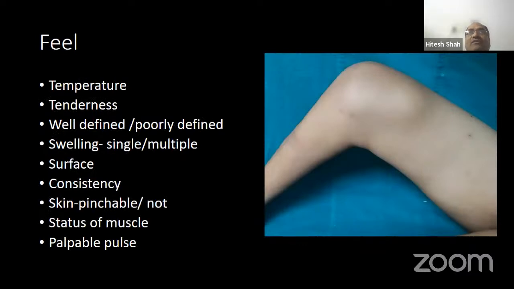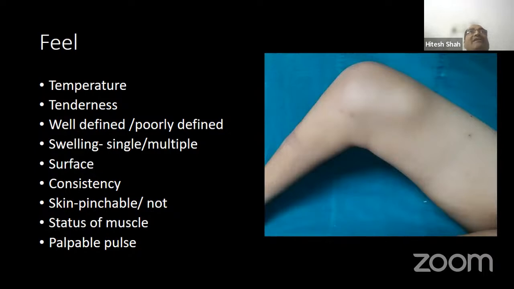When we examine by feel, we need to see the temperature and tenderness, whether it is well defined or poorly defined, whether it is a single swelling or multiple swellings. Even though you present with a single swelling, there may be multiple swellings. With a single swelling, you can differentiate between benign and malignant. While if you see multiple swellings, you can think about hereditary multiple exostosis. See the surface, whether it is smooth and regular or irregular.